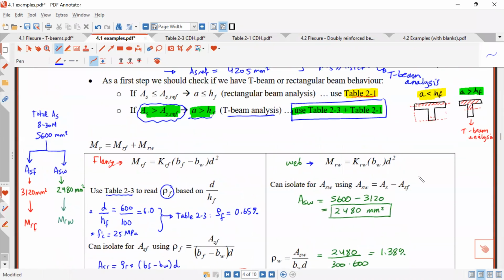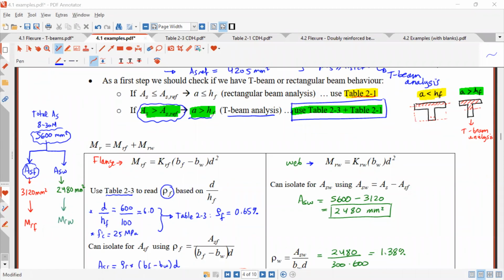There was another question. So KRF and KRW are from the same table. Catalina is asking this. Yes, that's correct. You get both of those from table 2.1. Where did I use table 2.3? It is just to get this. I have this total amount of steel, and I have to split it into ASF and ASW. We only use table 2.3 to know what this ASF is. Once I know this, then for the rest of the problem, I just use table 2.1. Hopefully that's clear.